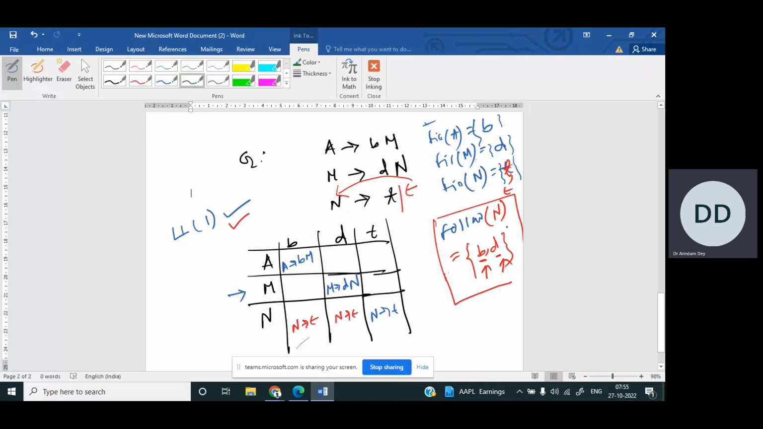because there are no double entries in the predictive parsing table. But unfortunately, if I obtain B, D and T, for example, three variables under follow of capital N, then definitely there will be an entry N to epsilon under T. This is T, this is epsilon. Then there is a double entry. Under that condition, the grammar will not be LL1. I hope the idea is clear.